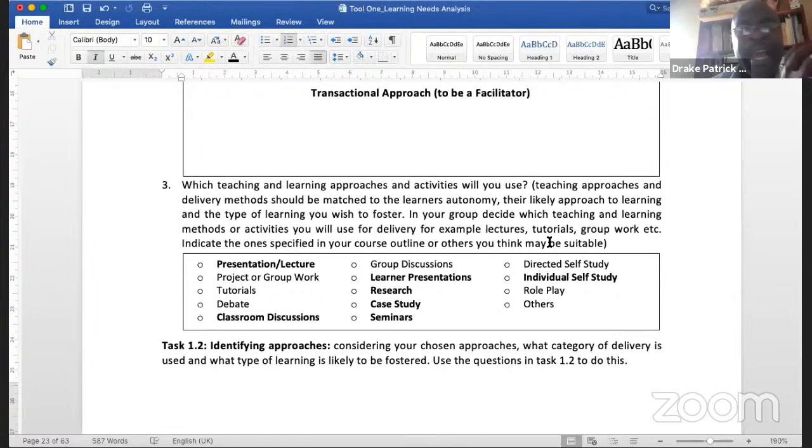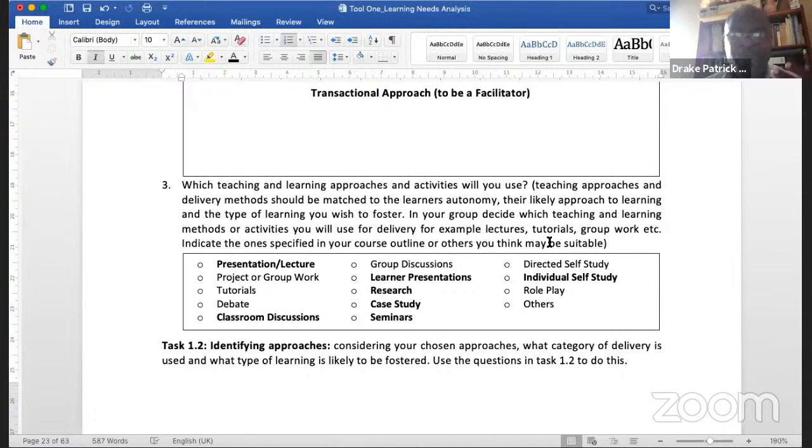Then we said there'll be classroom discussions. We encourage learners to assimilate these concepts. Learner presentations: for example, a learner is given an assignment to develop some research objectives, and comes and presents them. Of course, there's a research activity where the learner goes and investigates a given philosophy. Then we have case studies, seminars, and individual self-study. So these are some of the activities we identified for this course at this undergraduate level.